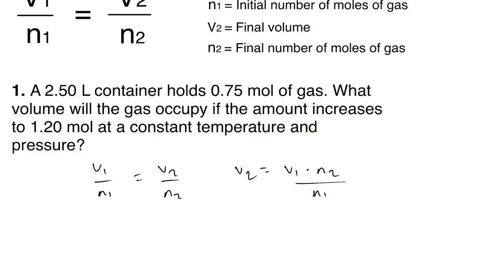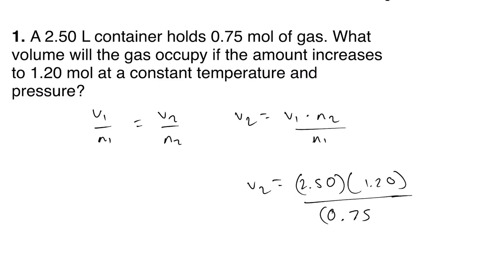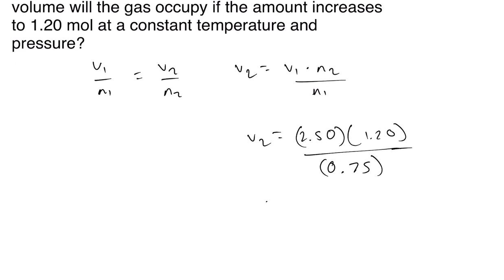And now we can simply plug in our values from the question. So the final volume is equal to the initial volume, which is 2.5 liters, times the final moles, which is 1.2, all over the initial moles, which is 0.75. And when we plug this into a calculator, our final volume will be equal to 4.00 liters.